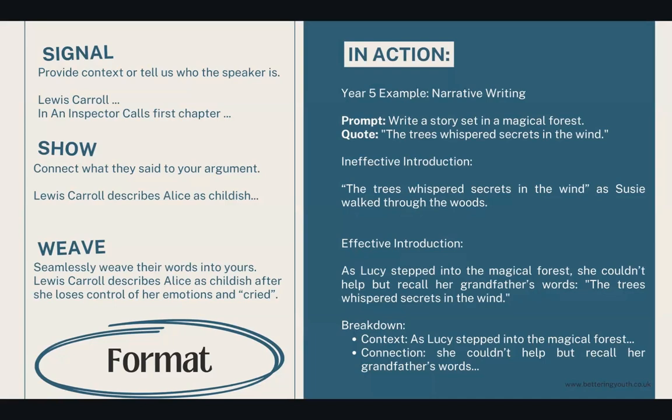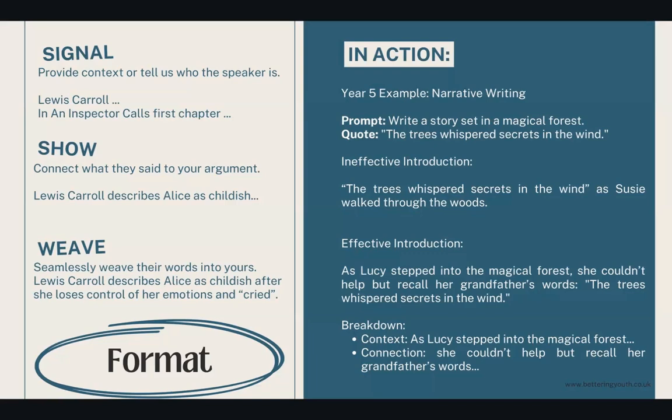The prompt says, write a story set in a magical forest. Include the quote, "the trees whispered secrets in the wind." This is an ineffective introduction. This is something that one of my students has already done prior to us investigating the ways to appropriately introduce a quotation.